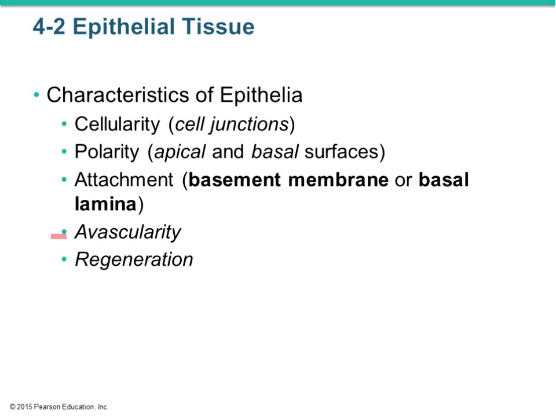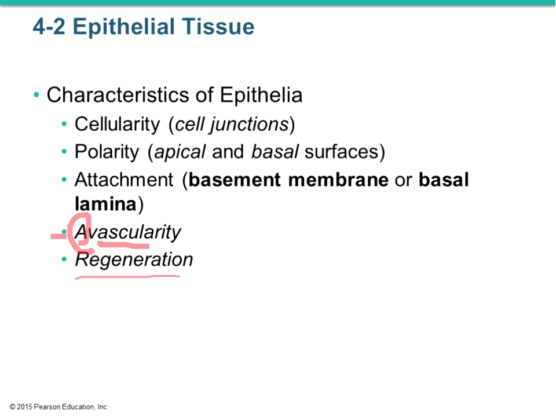So we have attachment. We also have avascularity. Avascularity, what does that mean exactly? Well, A means without, vascular means vessels, right? No blood vessels. So no blood vessels in epithelial tissue. As I said before, it's just cells. Oftentimes the vessels are very close by in the connective tissue, but they're not actually in the epithelial tissue itself.